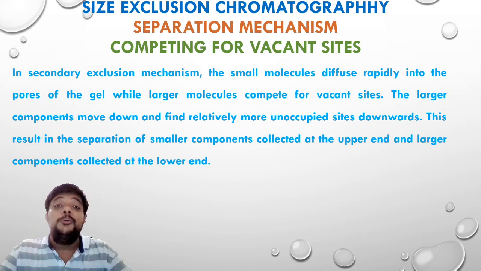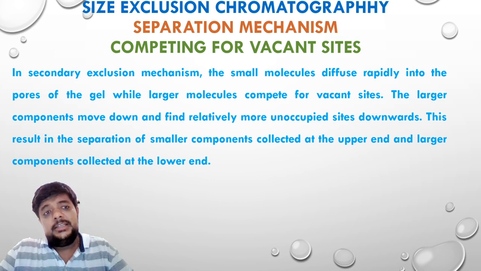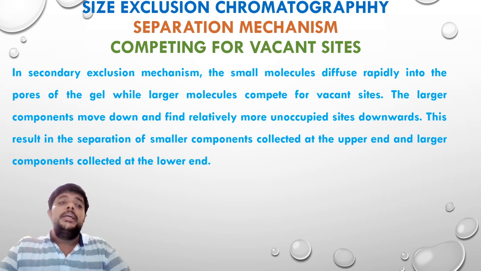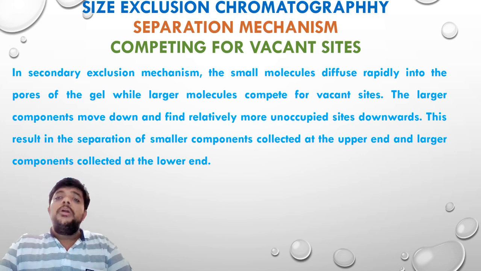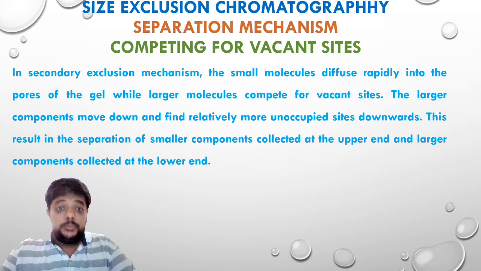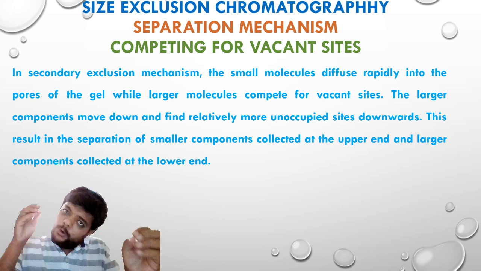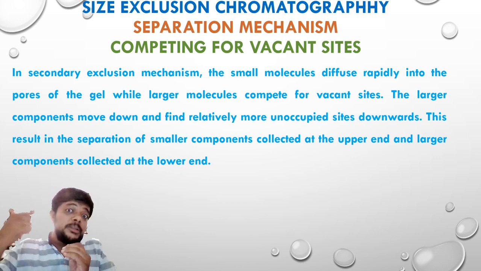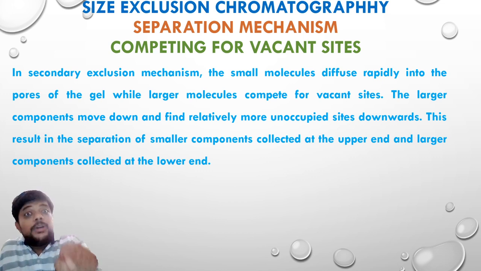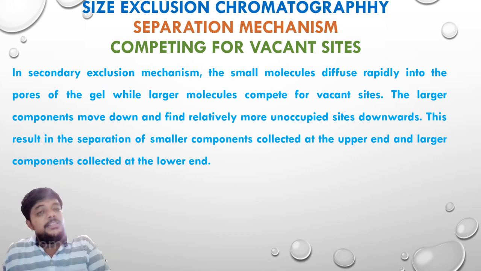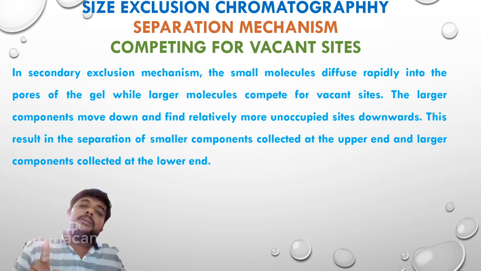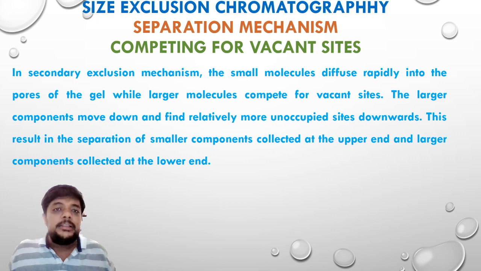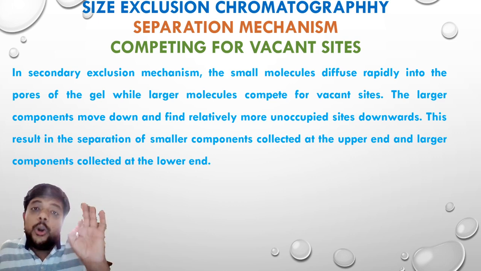Mechanism with a different view: competing for vacant sites. In the secondary exclusion mechanism, the small molecules diffuse rapidly into the pores of the gel, while the larger molecules compete for vacant sites. Small molecules diffuse rapidly into the pores, while the large molecules compete for the vacant sites, and they go towards the bottom of the column. The larger components move down and find relatively more occupied sites downwards. This results in the separation of smaller components collected at the upper end and larger components collected at the lower end.